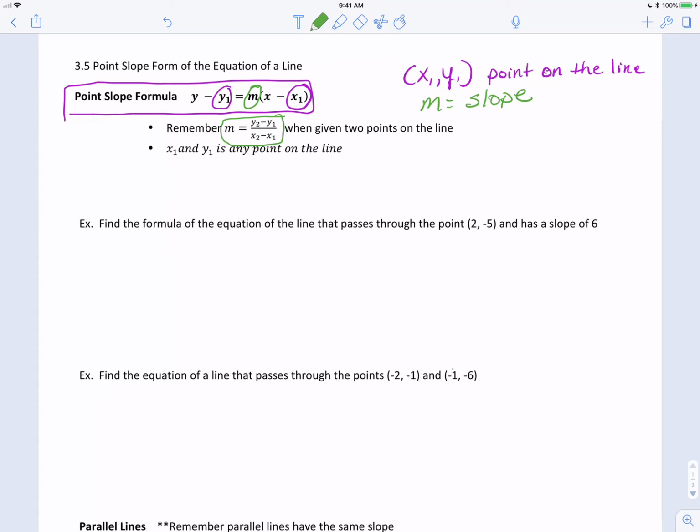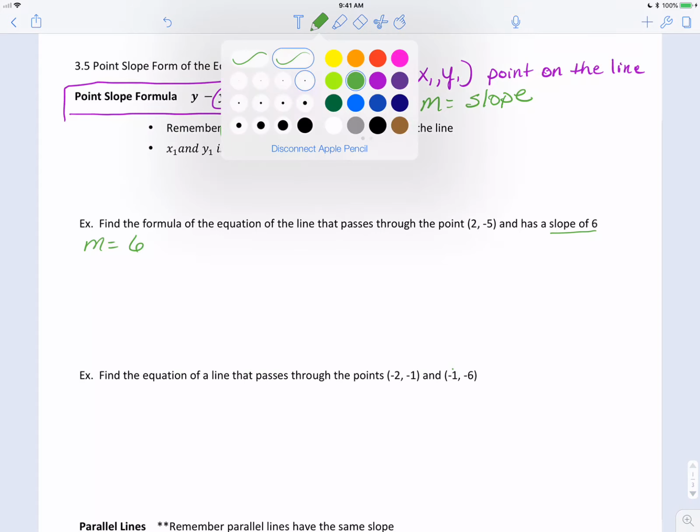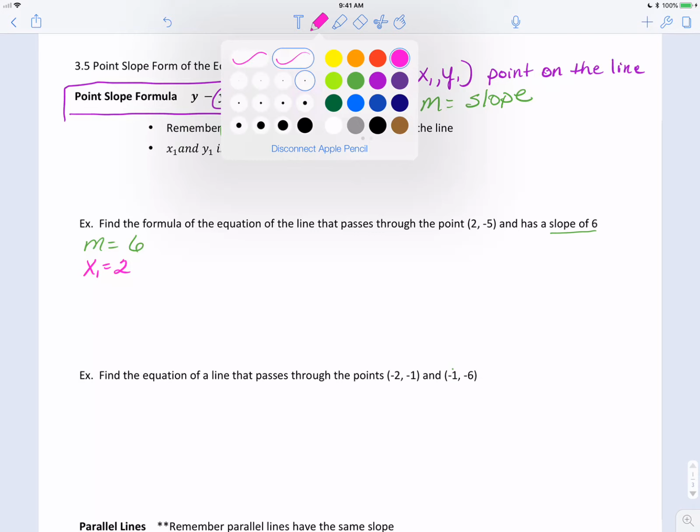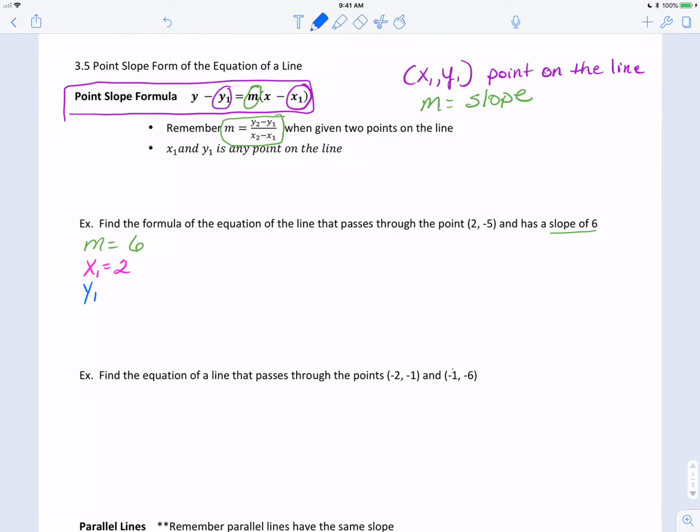Find the equation of a line that passes through the point (2, -5) and has a slope of 6. We know slope is m, so m is equal to 6. A point on the line is (2, -5), so x1 is 2 and y1 is -5. All we're going to do is take this equation, y minus y1 is equal to m times x minus x1, and fill in this information.